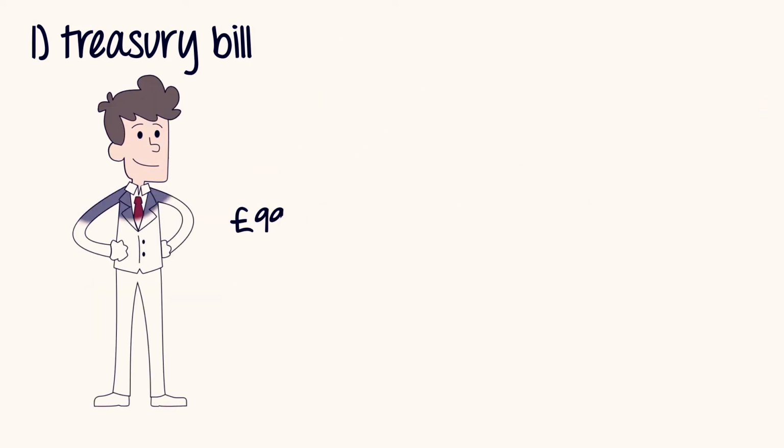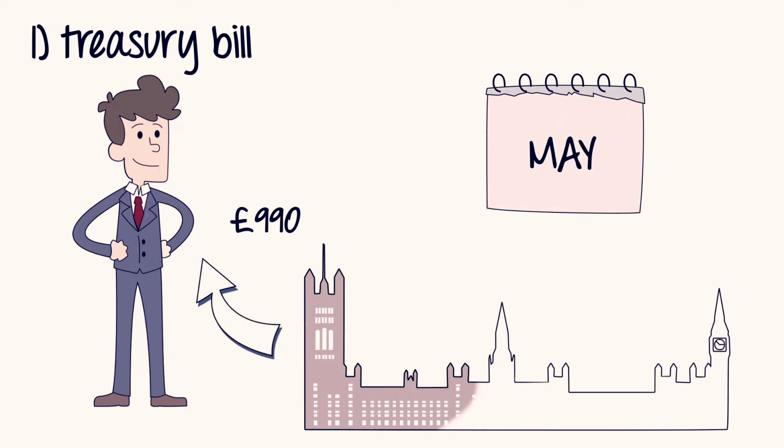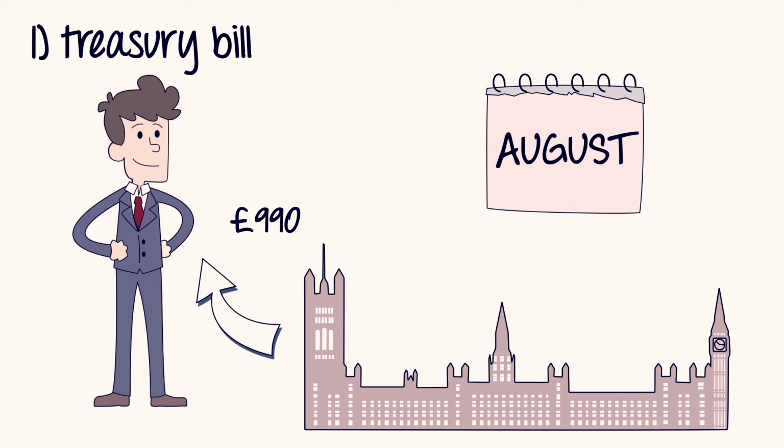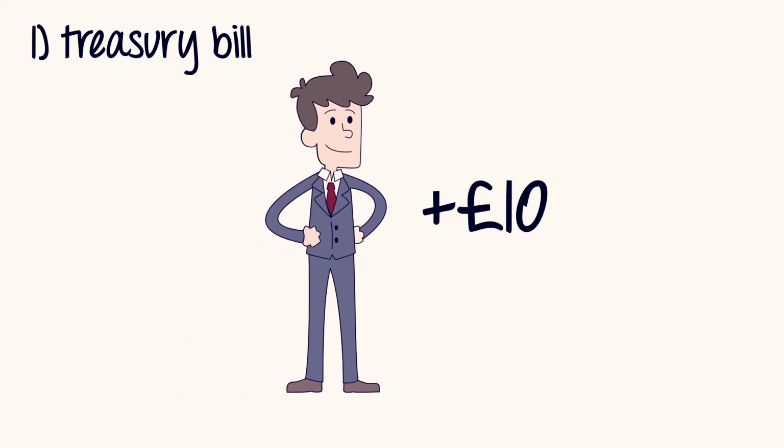An investor pays £990 for a Treasury bill with a par value of £1,000, which has a maturity date of 3 months later. At the maturity date, the par value of the Treasury bill is paid back to the investor by the government. The investor's return is the £10 difference between what was initially paid by the investor and the amount received for the Treasury bill at maturity.